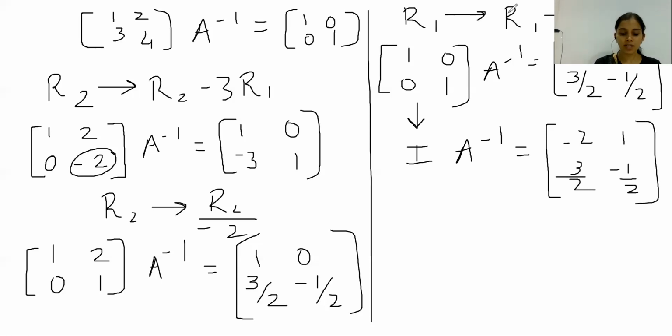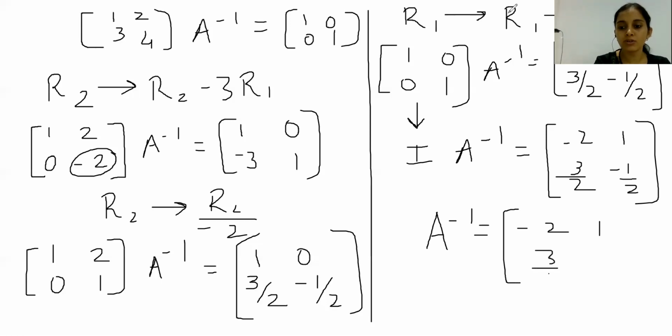Okay, so what can we say? Since we have identity matrix multiplied by something, it becomes the matrix itself. A inverse is equal to the value that we have got. What is that? Minus 2, 1, 3 upon 2 and minus 1 upon 2. Okay, this is your A inverse.